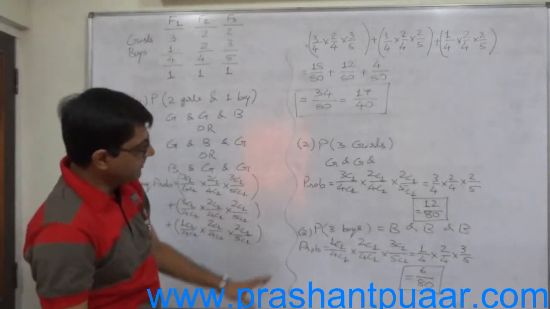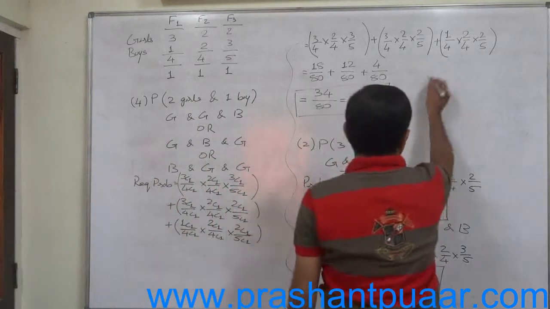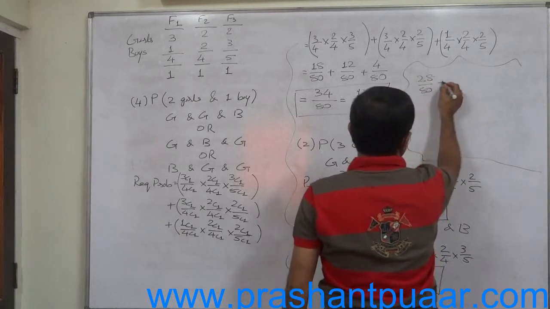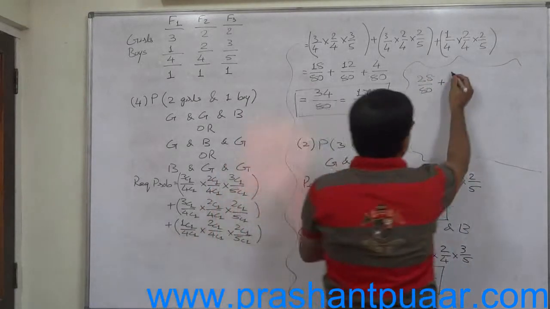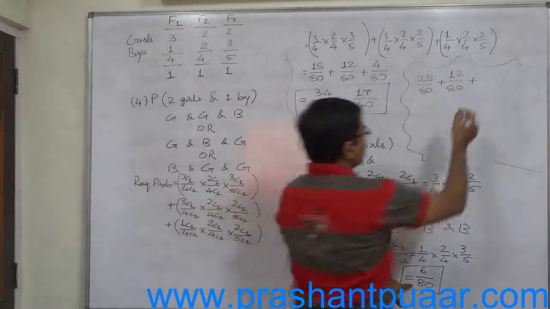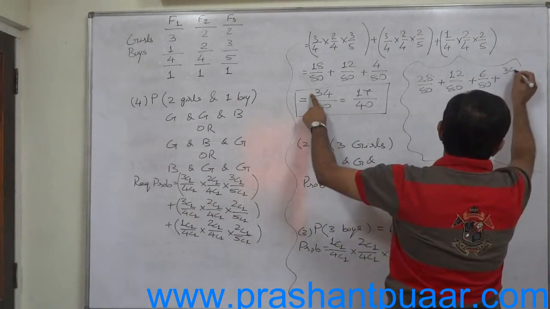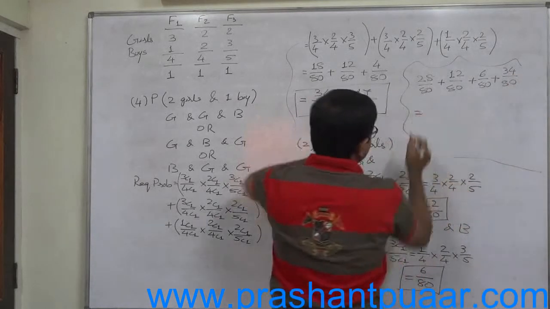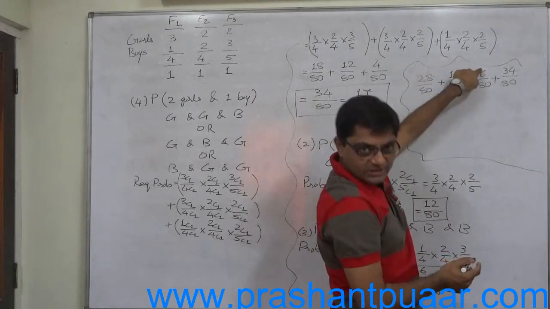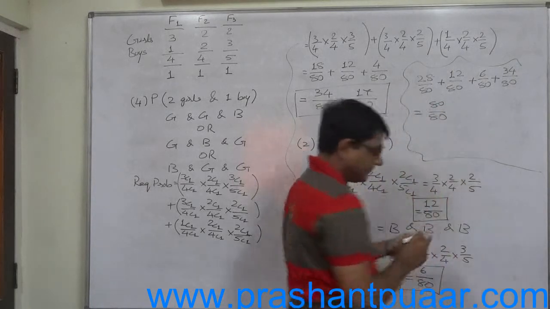Now just get the summation of all these four probabilities. What is the first final answer? 28 by 80. The second final answer is 12 by 80. The third final answer is 6 by 80. And the fourth final answer is 34 by 80. Get the summation: 28 plus 12 is 40, plus 6 is 46, plus 34 is 80. It is 80 upon 80.